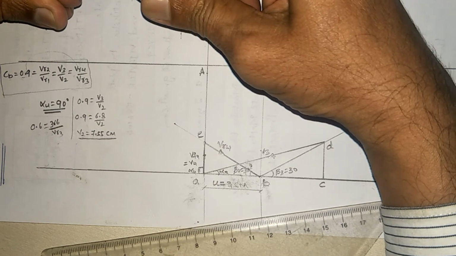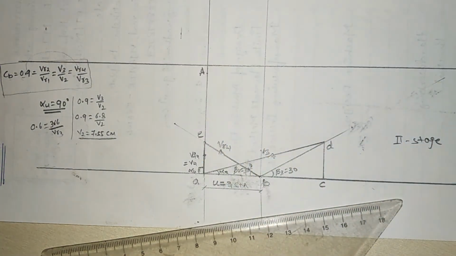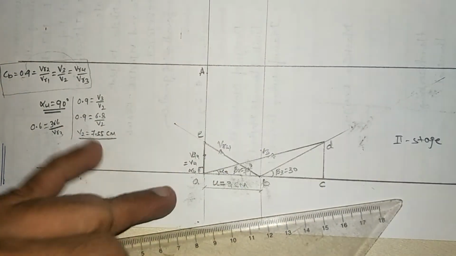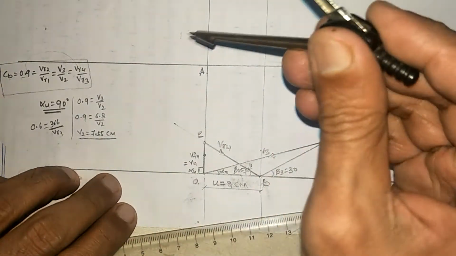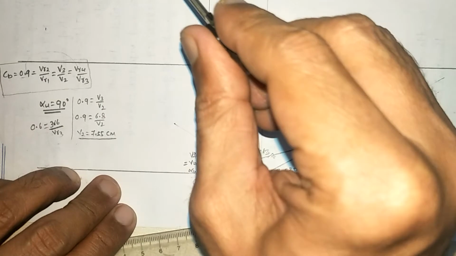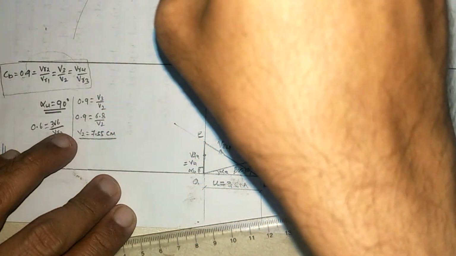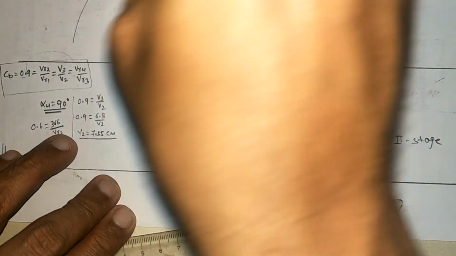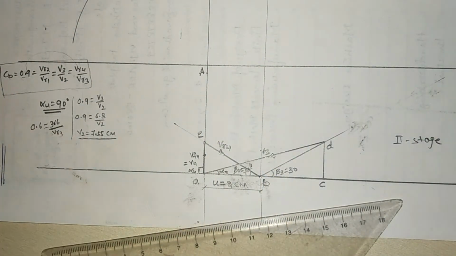So I have taken the measurement. This is the 7.5 centimeter arc. I am going to draw it here, like this. So this is the arc of 7.5 centimeters. That is V2, this is V2. So this value is known now.